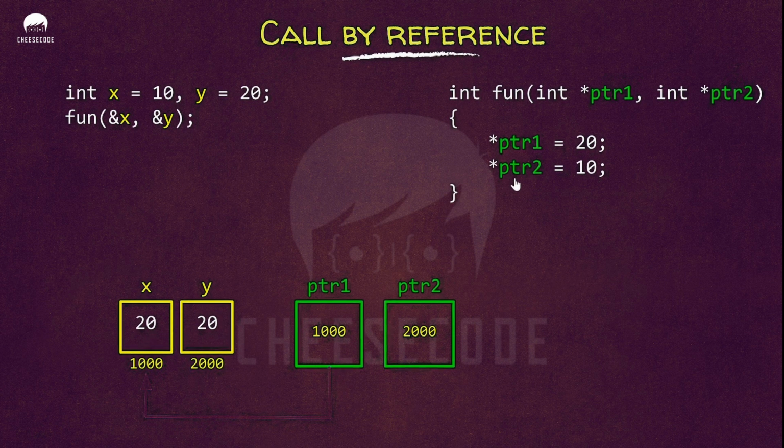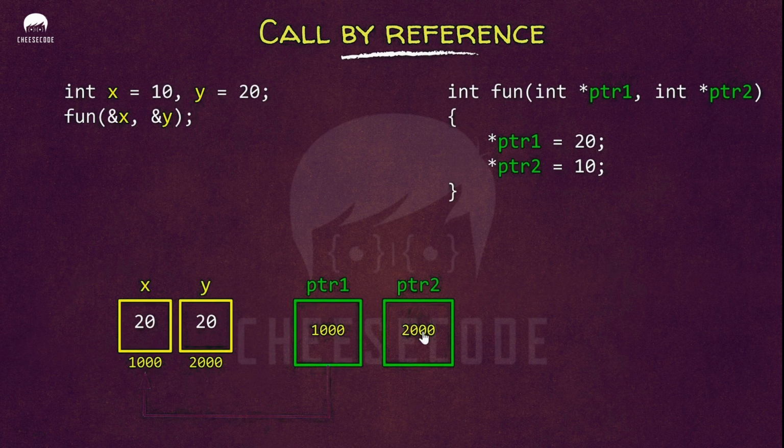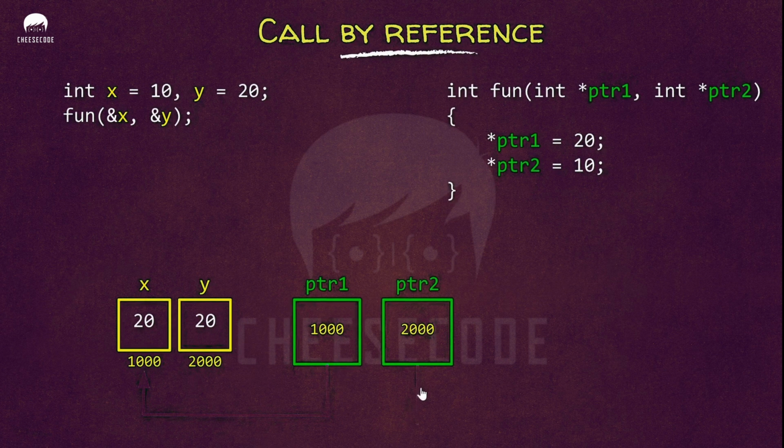Similarly, when we are writing ptr2, we are trying to access its content, which is 2000. And when we write star, we are simply mapping it. That means we are mapping this location 2000, and we are trying to access the content of this particular memory location, which is actually variable y. Now as we are assigning 10 to it, this value will get replaced by the value 10.